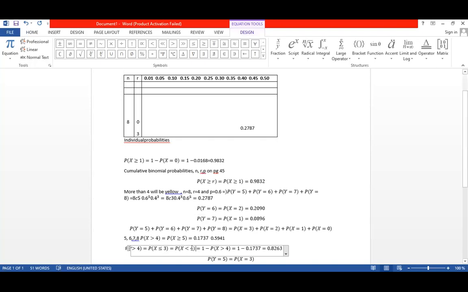Now, because it's less than 4, we can now take this to greater or equal to, not so? And this will now be a different value. Can you read for me the probability of x being greater than 4 when n is 8, r is 4, and p is 0.4? What value would you have here?